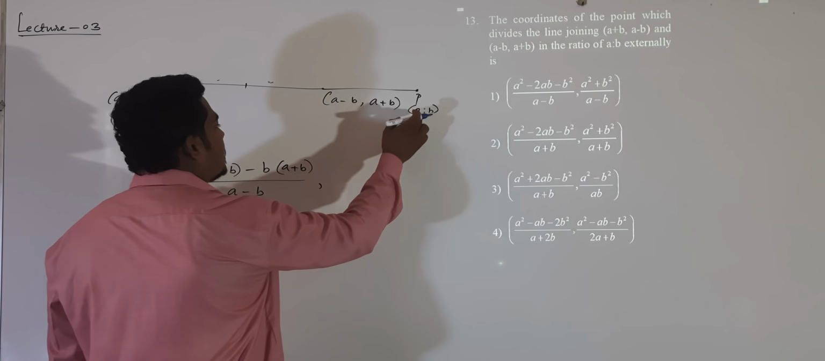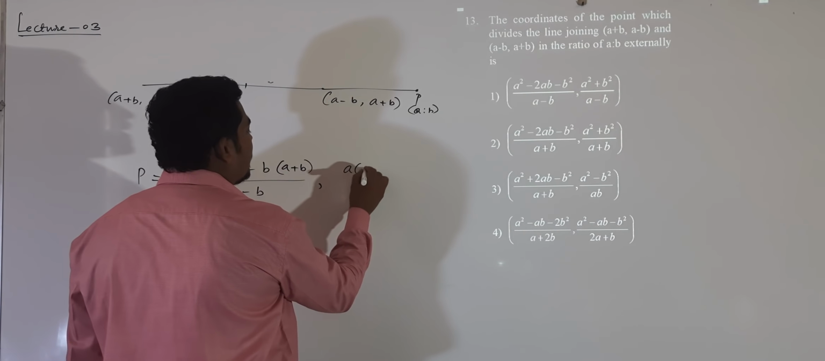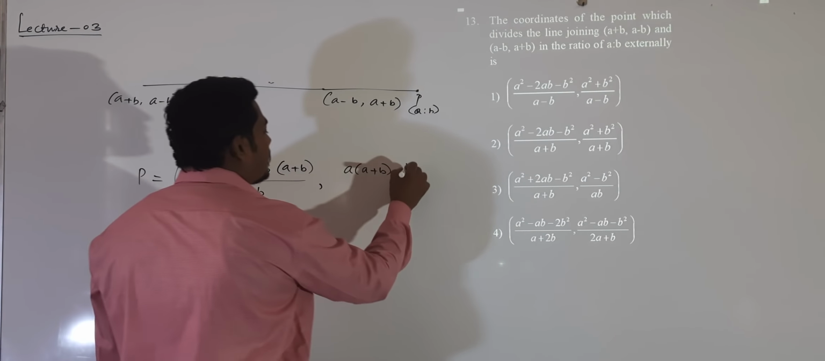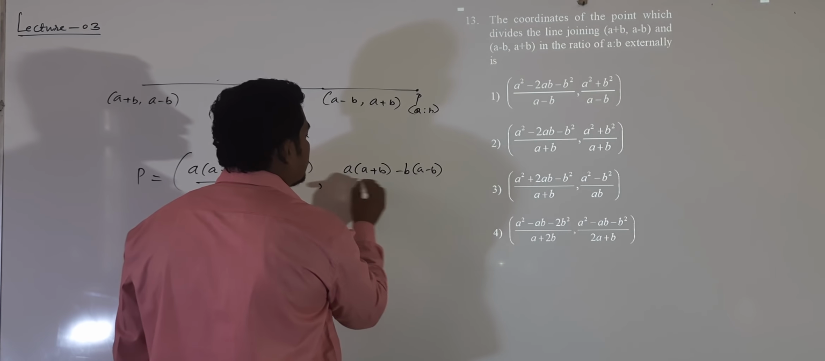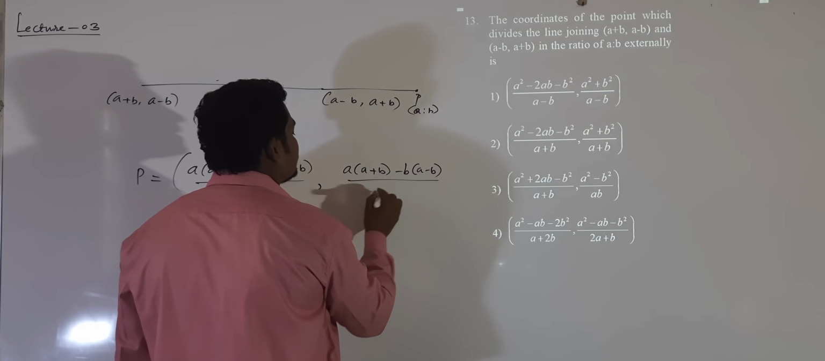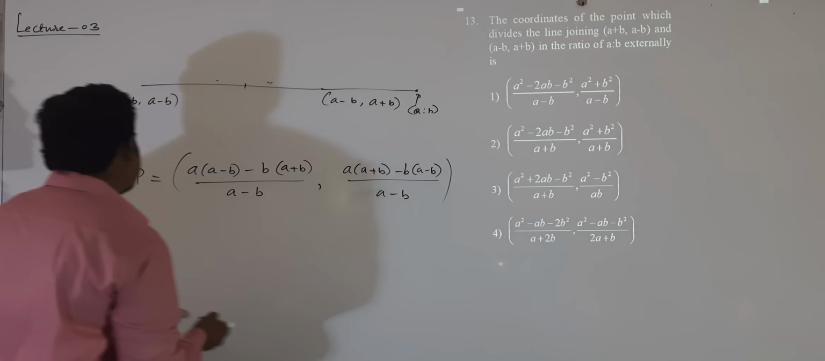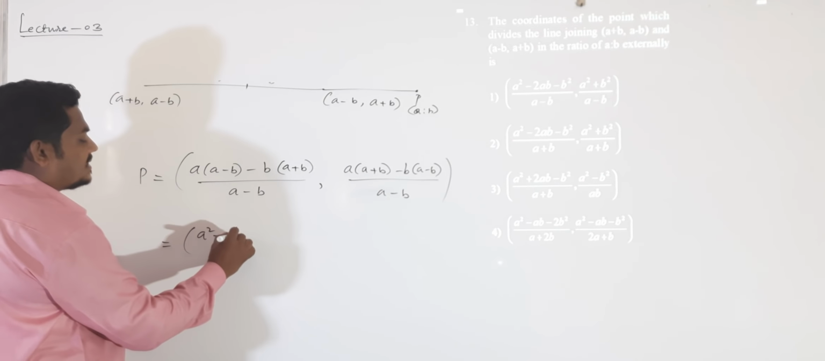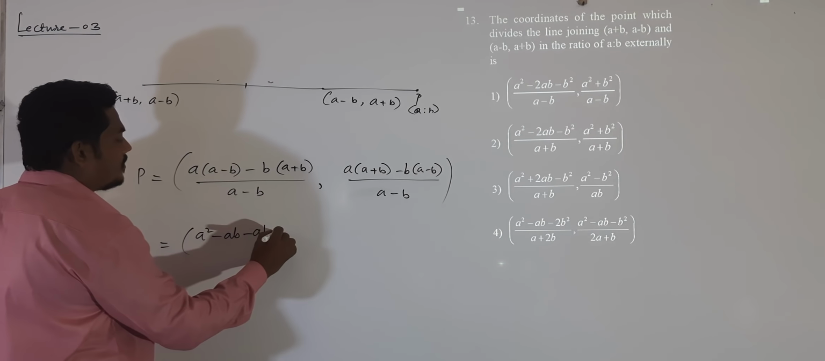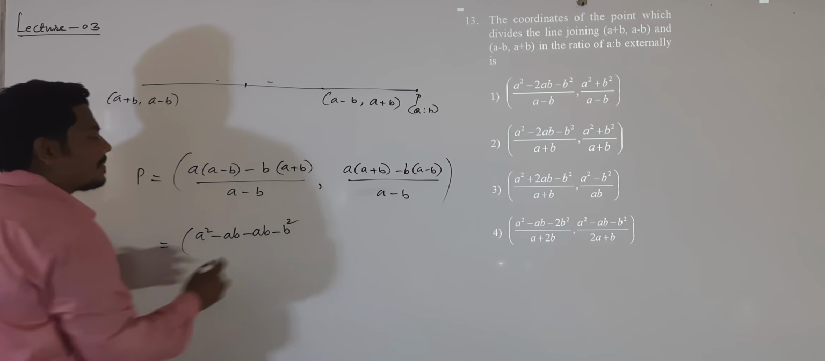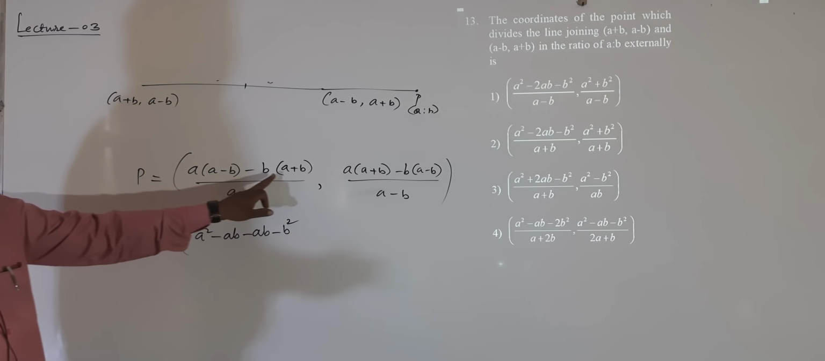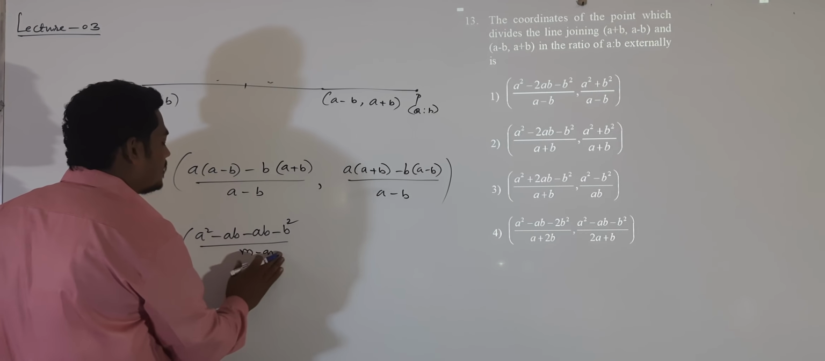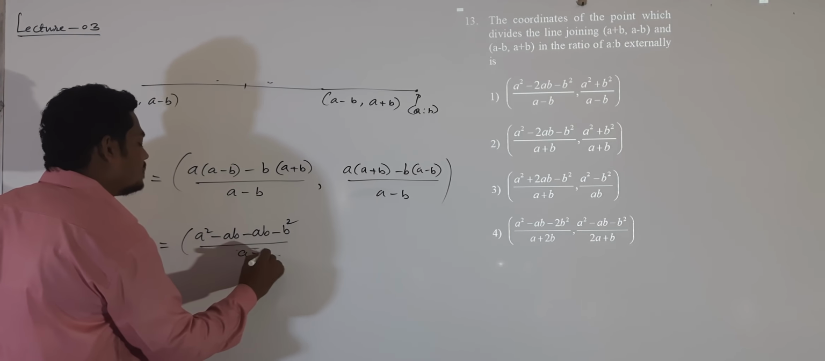Similarly, y coordinate m y2, A into A plus B minus B into A minus B, divided by A minus B, right? Just simplify, then it will be A square minus AB minus AB minus B square, right? A square minus AB minus BA or minus AB, both are one and the same, divided by m minus n, m instead of m and n, A minus B, right?